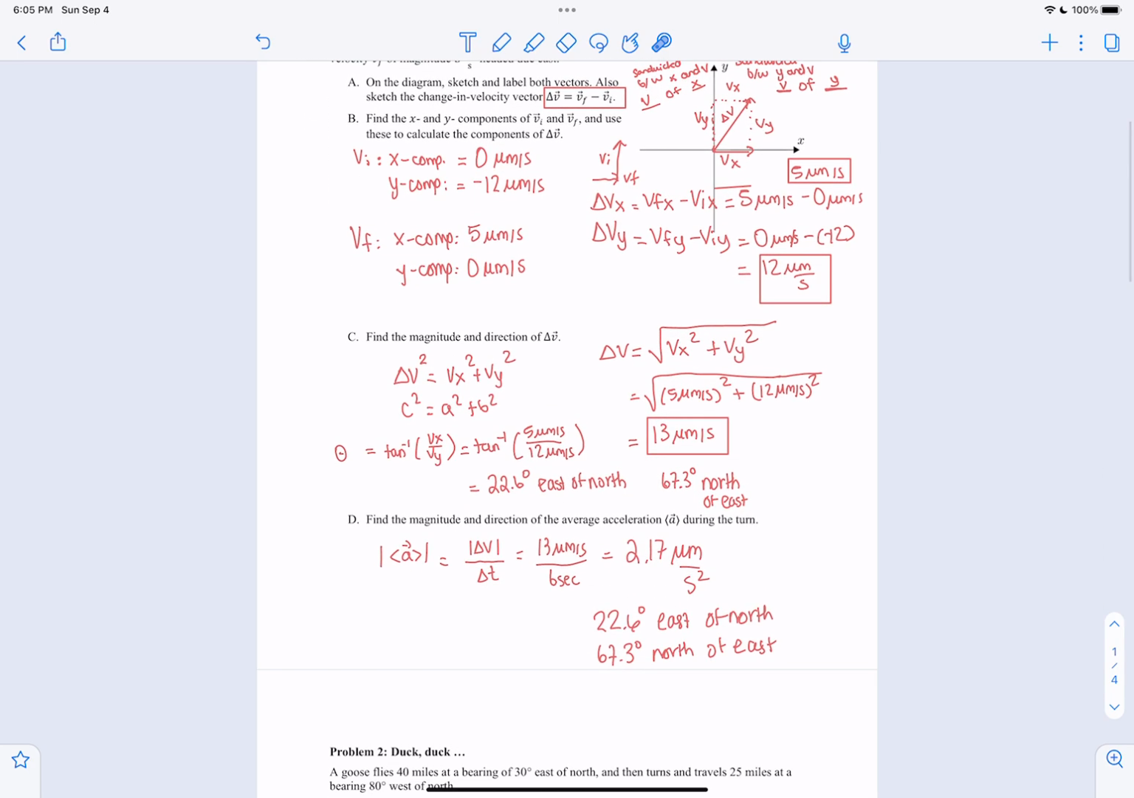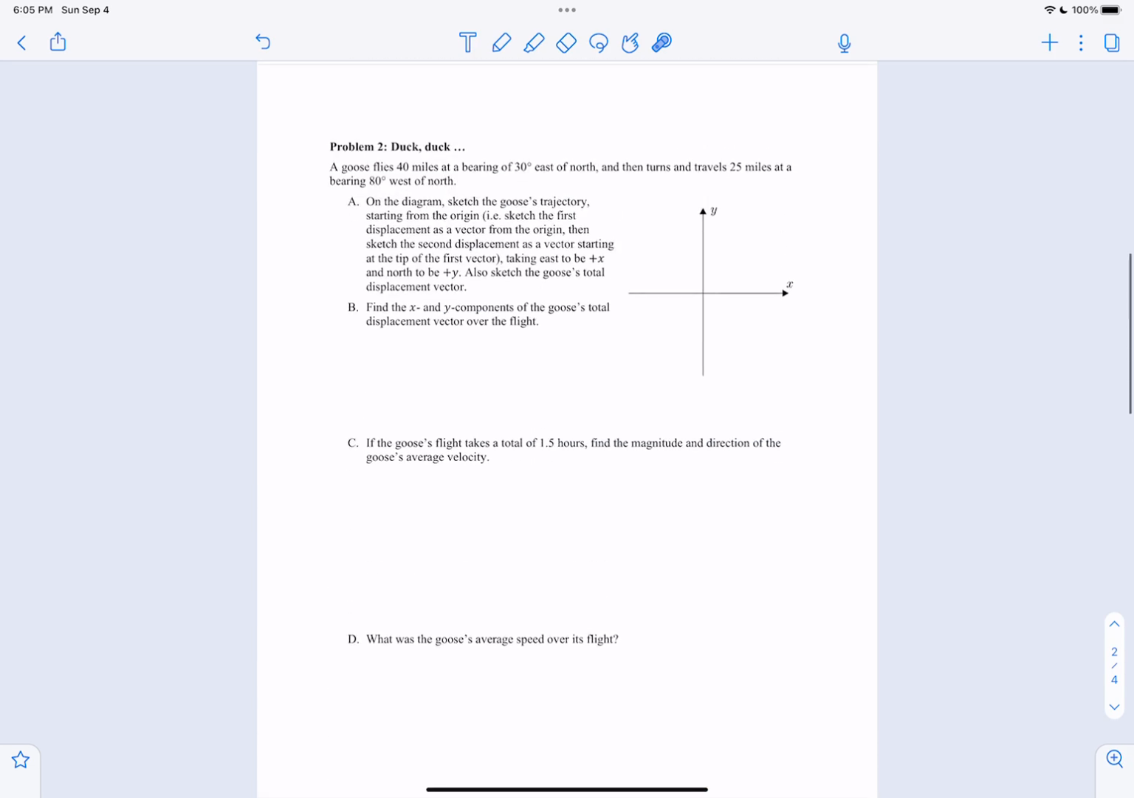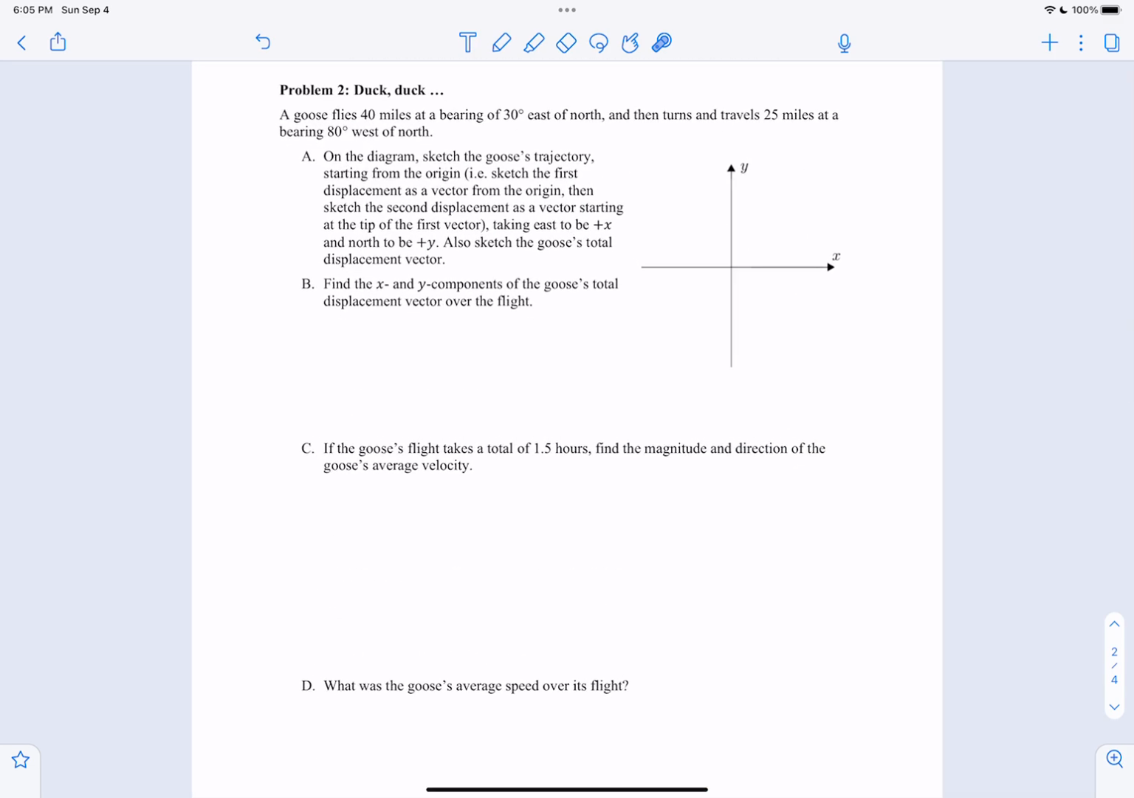Okay, awesome. Problem 2, very similar idea, but we're elevating it a little bit. This one is a little more difficult just because the drawing is a little annoying to figure out.